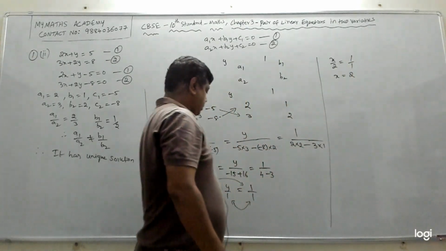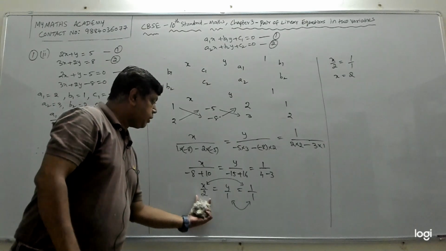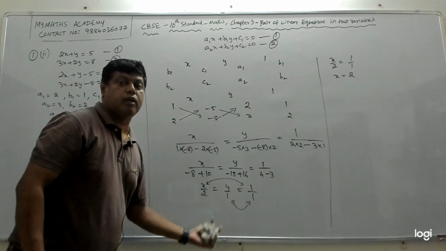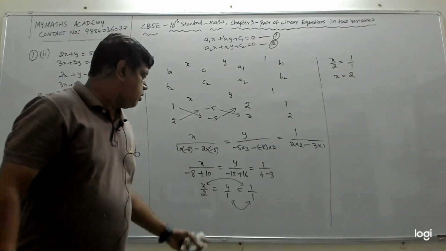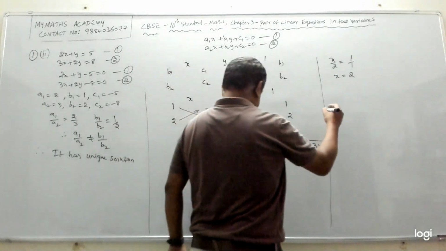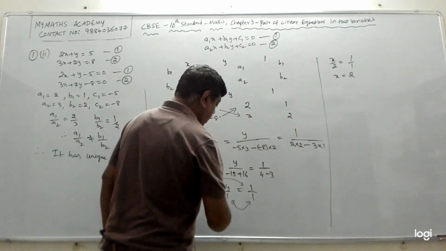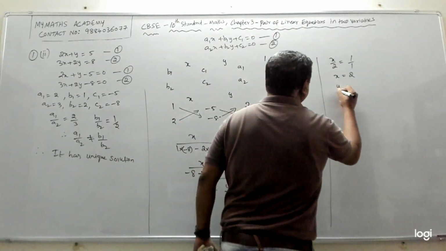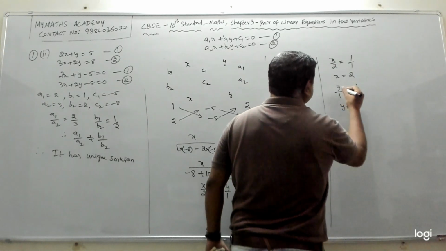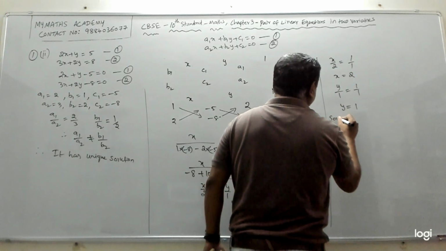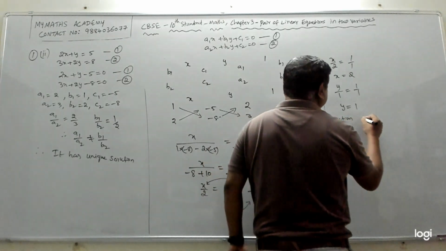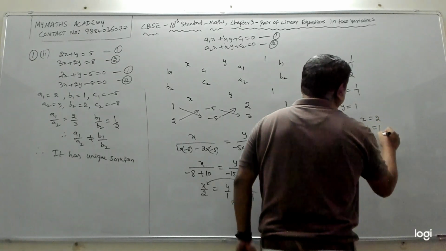So x is 2. If I compare this and this, x by 2 equal to y by 1, we won't get the answer because there is x and y together. Clear? So x by 2, 1 by 1. Then take y by 1, 1 by 1. Equate these two. y by 1 equal to 1 by 1. So 1 into y is y, equal to 1 into 1 is 1. So y is 1. The solution is x is equal to 2, y is equal to 1.